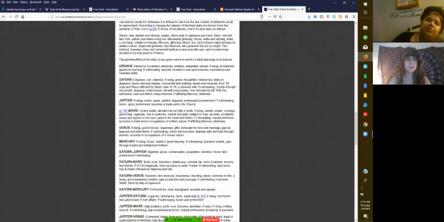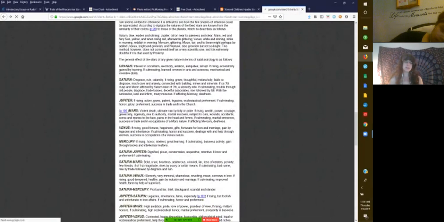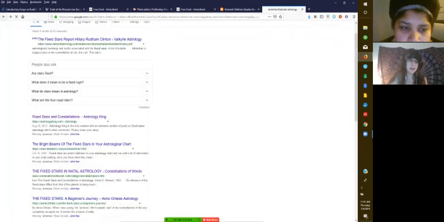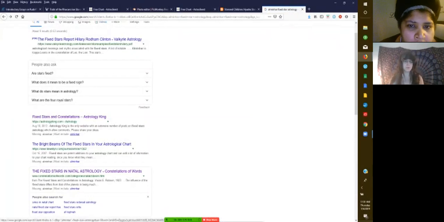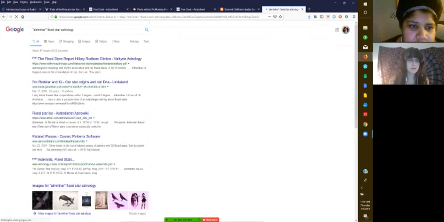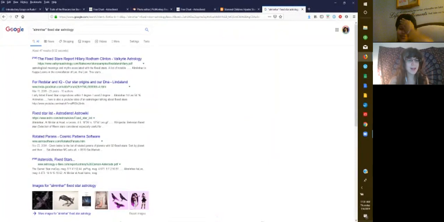Not seeing anything there. Yeah, but you can see it can be kind of hard to find information. Oh yeah, see it says must include Alminhar. I only want stuff with that star in it. Okay, I'm guessing this star is not in a constellation, which is why it's not showing up. Would make sense.